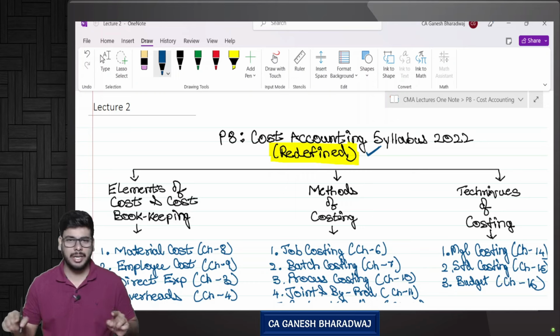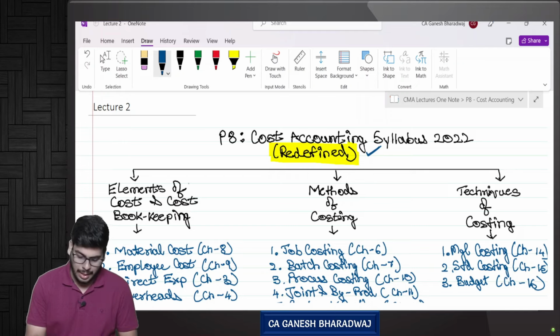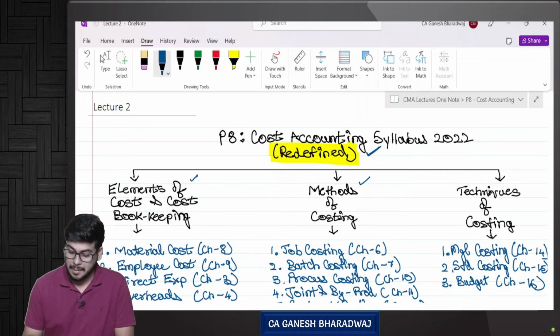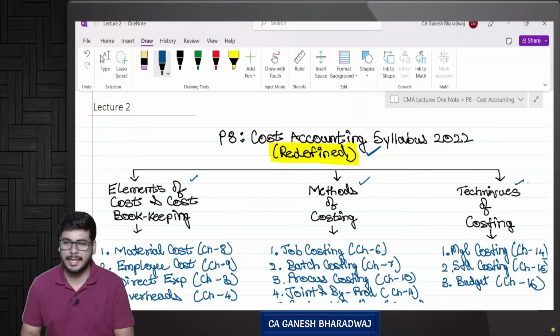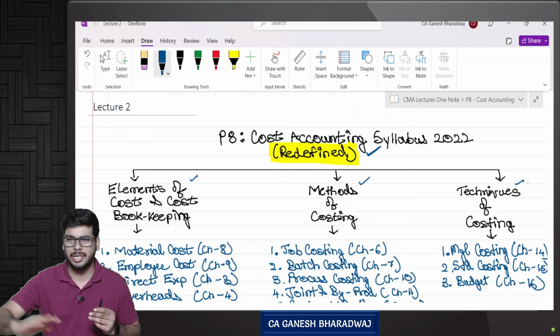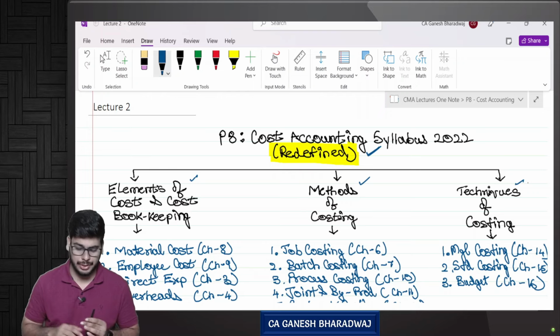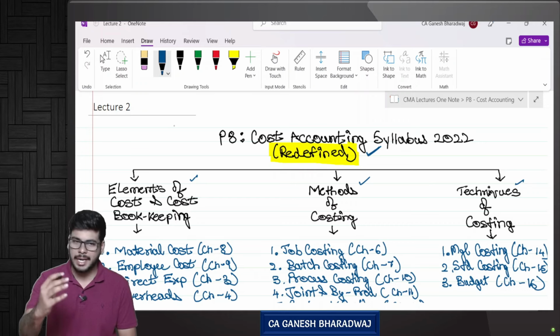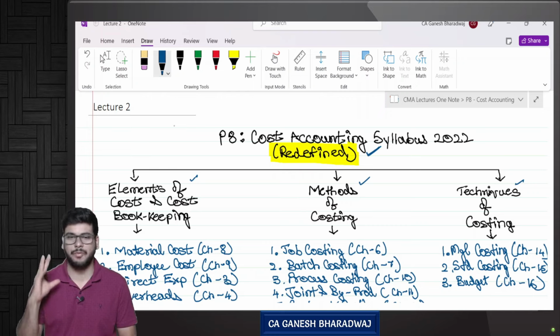Broadly, the entire syllabus can be classified into three parts: elements of cost and cost bookkeeping, then methods of costing, and then techniques of costing. Before I get into this, I will tell you one very important thing that is going to be followed during our lectures. Whatever I have written down here by way of running notes will be made available to you all by way of a PDF.